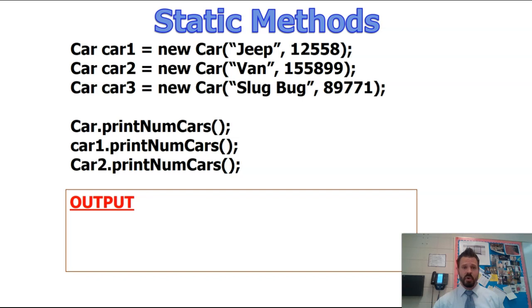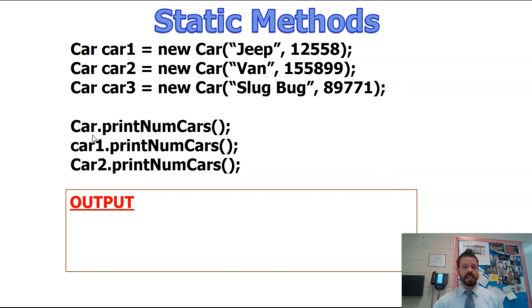All right, so let's look at that code in action. Here I have 3 car objects being created. We'll call them car1, car2, car3. Each time I create one of those cars, that static variable that belongs to the class is going to tick up by 1. So it starts at 0 and then goes up by 1 every time I create one. That happens in the constructor.